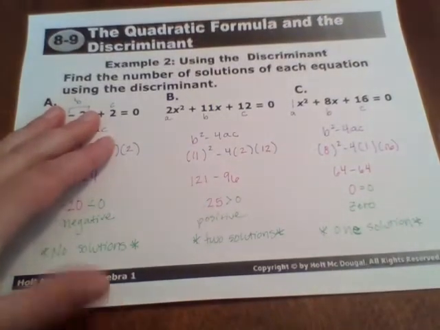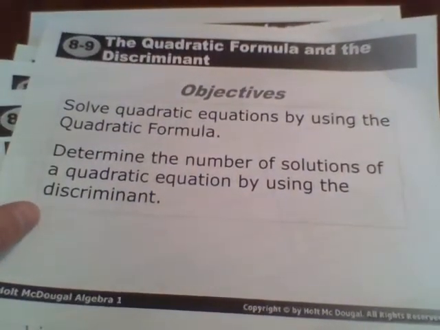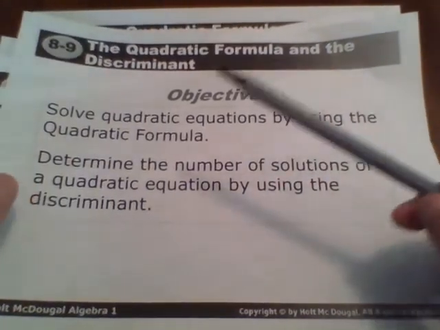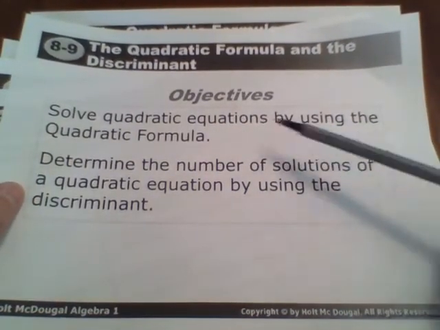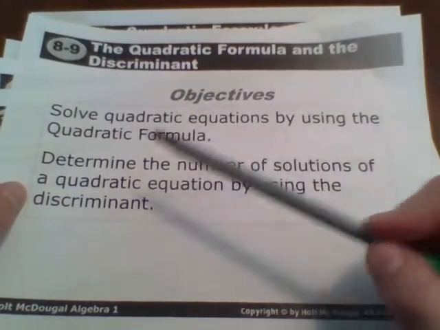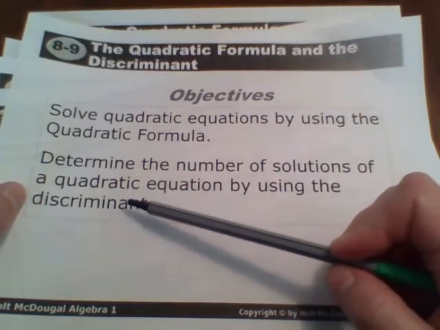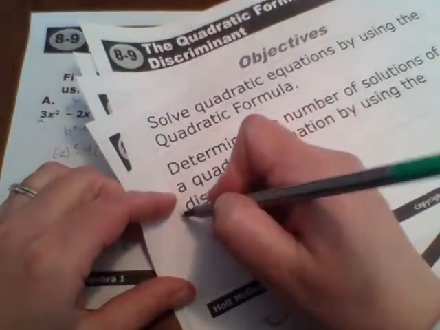All right, so that was the 8-9 notes, and so hopefully you can attempt the homework from that. Again, we solved quadratic equations, so the squared equations, by using this formula that we have a song for. And then we determined the number of solutions by using that discriminant, or that piece that was under the square root.